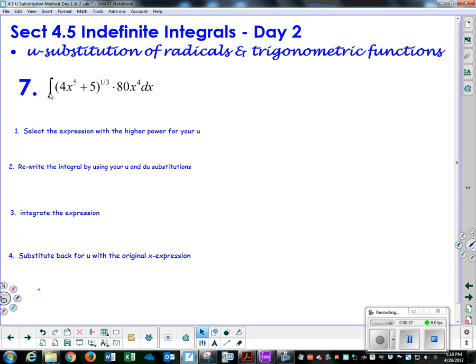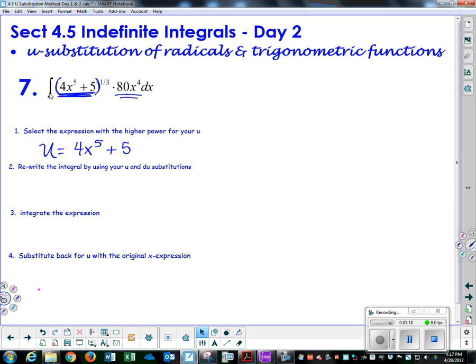So once again on this one, we're looking for the expression with the higher degree, and comparing the two, I notice I've got a 5th degree versus a 4th degree. So I'm thinking that the x to the 5th is probably a good selection for the u. The other thing that makes it an even better option is that it is a composite function. My outer function is the 1/3 power. My inner function is the expression 4x to the 5th plus 5. So my best guess is that I should let u equal 4x to the 5th plus 5.